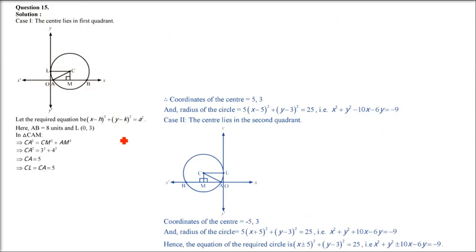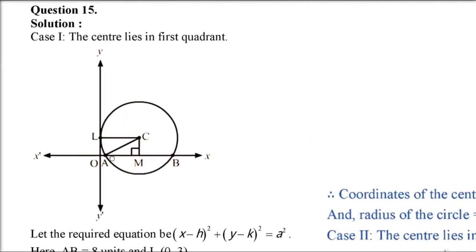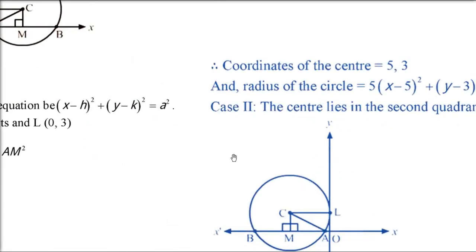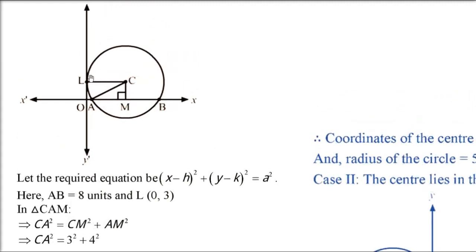This is question number 15. Find the equations of the circle touching the y-axis at (0, 3) and making an intercept of 8 units on the x-axis. So the same scenario is here, but we will make two cases. It can be on either side of the axis.